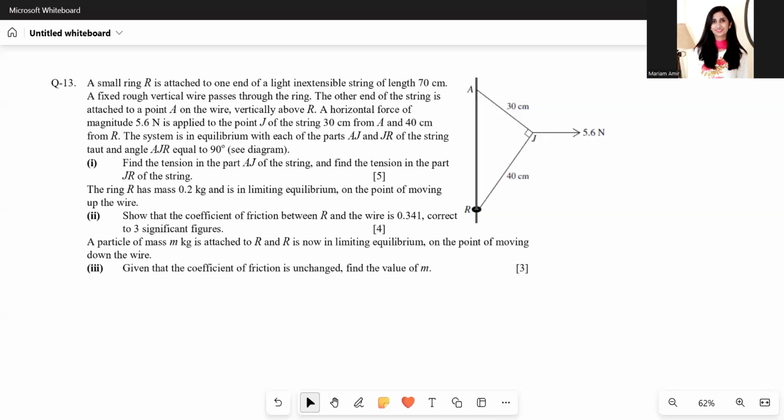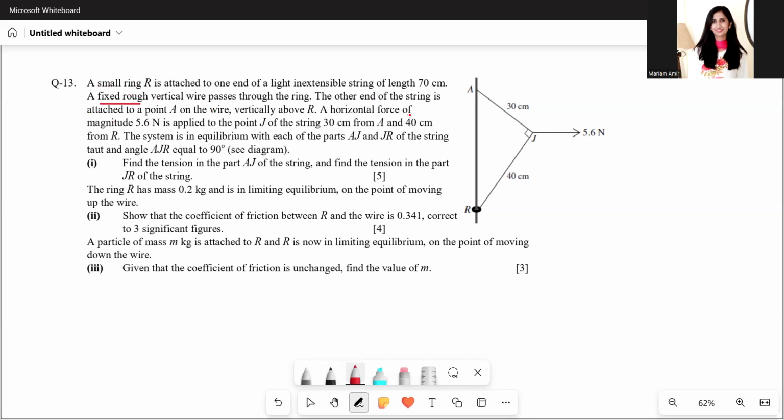Okay, question number 13 of the worksheet on forces on threaded rings. It says that a small ring R is attached to one end of a light inextensible string of length 70 centimeters. A fixed rough vertical wire passes through the ring. It's rough, that means there needs to be friction. The other end of the string is attached to point A on the wire vertically above R.